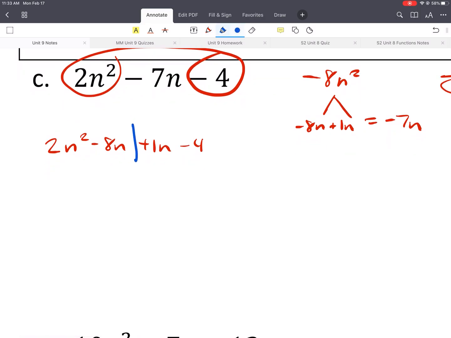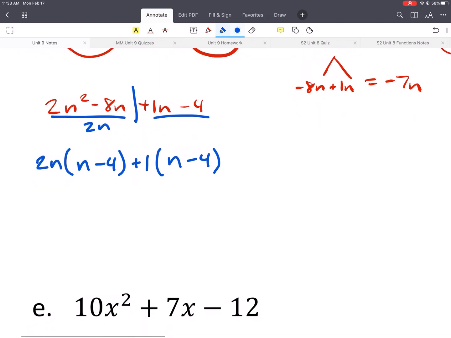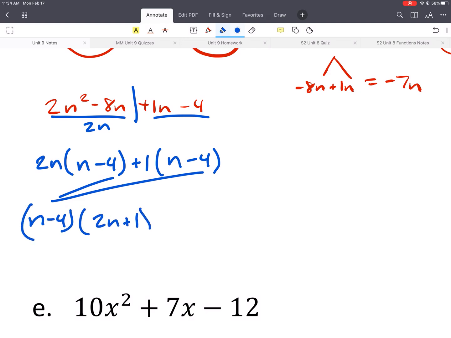So the greatest common factor for the left side would be 2n. So we'd divide everything by 2n, and that leaves us with n minus 4. And on the right side, the greatest common factor would be 1. So we'll do plus 1, and everything else would go in the parentheses. So n minus 4. Again, these are the same, so we'll factor those out. We'll do n minus 4, and then everything else will be 2n plus 1. There's nothing else to factor out, so we're good.